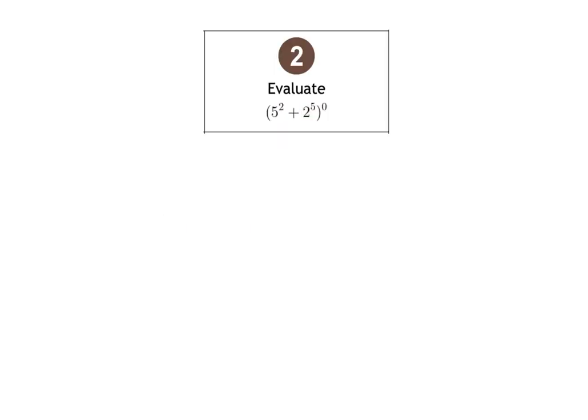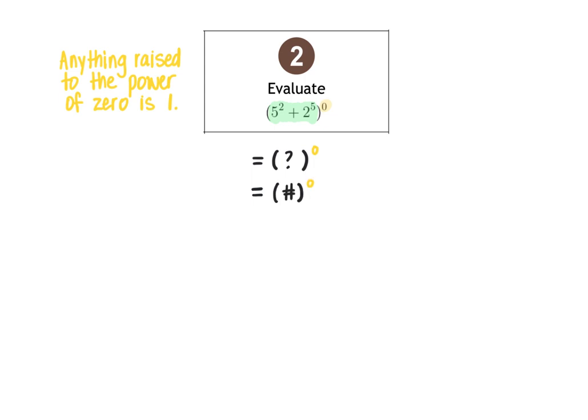Now we're asked to evaluate a set of brackets that's raised to the power of 0. We know that anything raised to the power of 0 is going to be 1, so it doesn't matter what's inside this bracket. The answer is going to be some number raised to the power of 0, which will be 1. We know specifically in this question that the answer is going to be the same as it was in question number 1 inside the brackets. So 57 raised to the power of 0 will be 1.